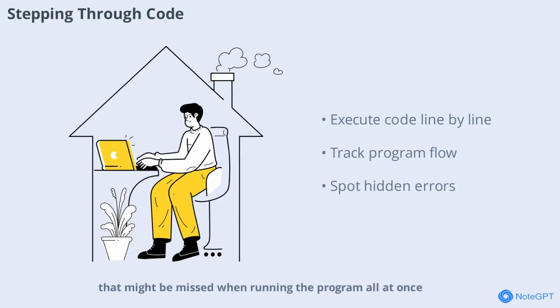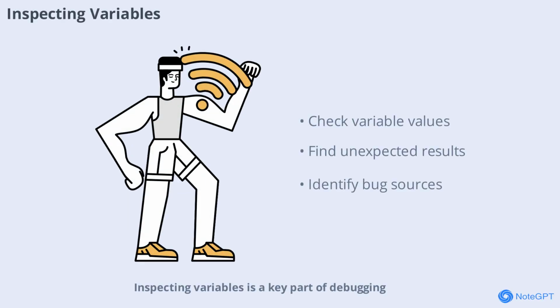Inspecting variables is a key part of debugging. By checking the values of variables at different points in your program, you can see if they're behaving as expected. If a variable has an unexpected value, it can point you directly to the source of a bug. Most debugging tools make it easy to view and modify variable values during execution.